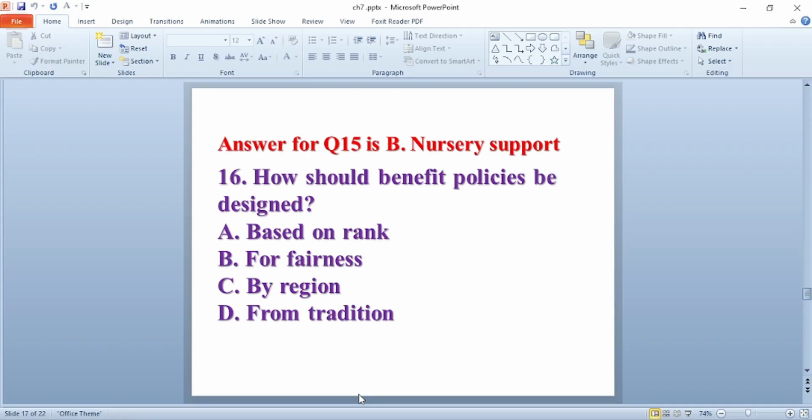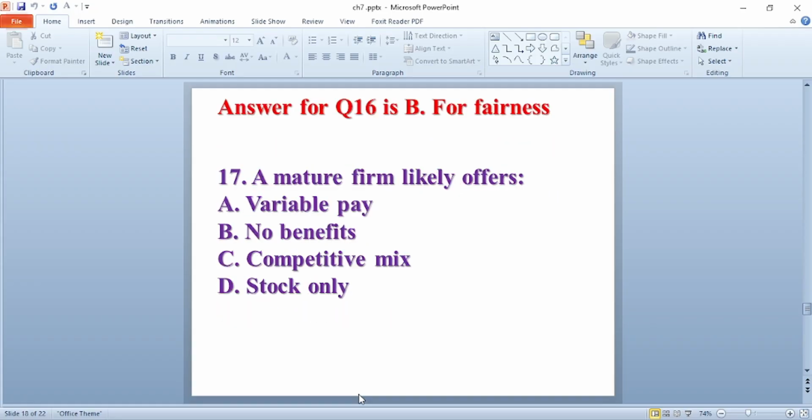Question number 16. How should benefit policies be designed? A. Based on rank, B. For fairness, C. By region, D. From tradition. The answer for this question is B. For fairness.